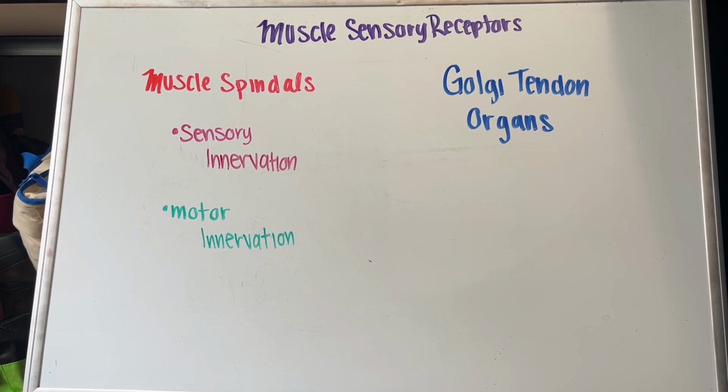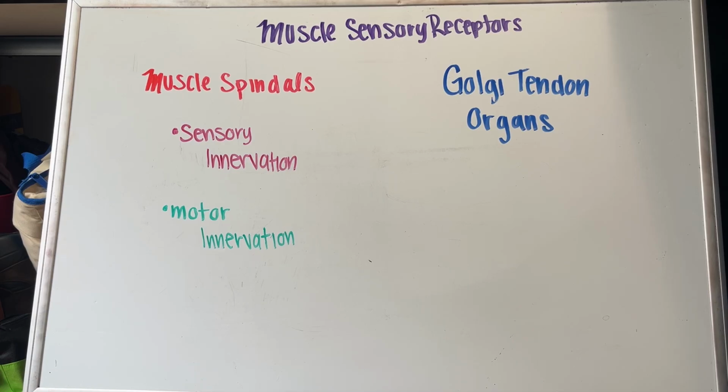Two important types are muscle spindles and Golgi tendon organs. Muscle spindles are specialized proprioceptors that monitor muscle length. They consist of bundles of modified skeletal muscle fibers called intrafusal fibers, which run parallel to the regular contractile muscle fibers. Muscle spindles have extensive sensory and motor innervation. There are two types of intrafusal fibers, nuclear bag fibers and nuclear chain fibers. They have sensory innervation and motor innervation.